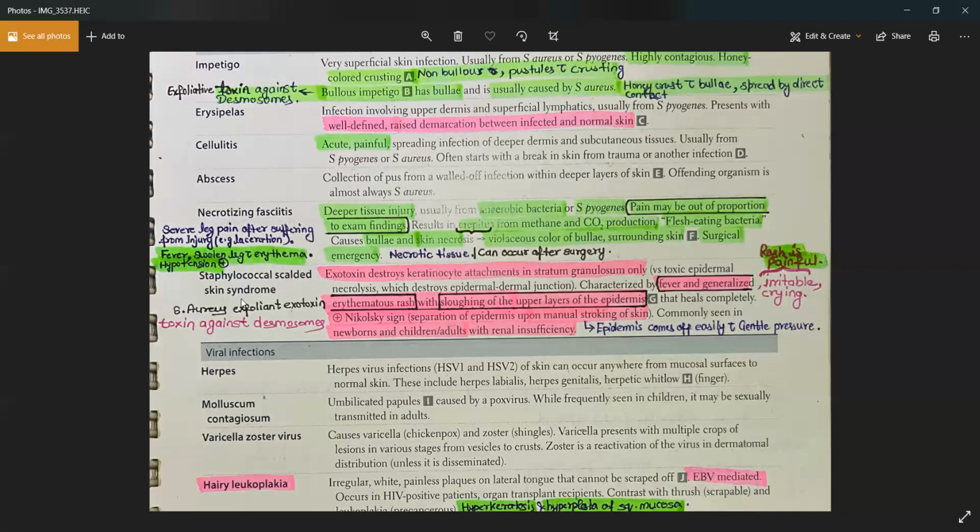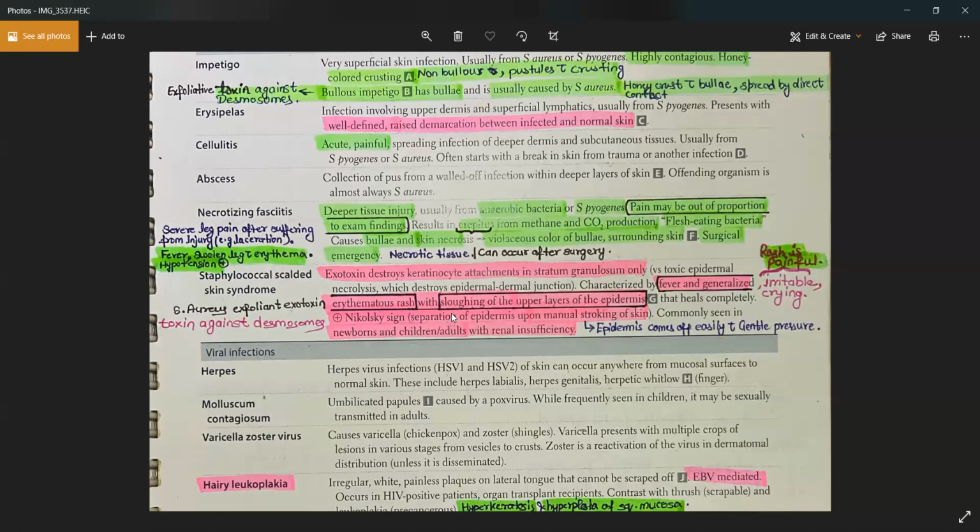Because this syndrome is not affecting your stratum basale, which is basically your stem cell layer, after the infection is over the patient will have a complete regeneration of all these lesions, right? So no rash will be found after the infection is over. The patient does not have any kind of scar. A complete regeneration will occur. It is a very important thing. And what you will find is a positive Nikolsky sign.